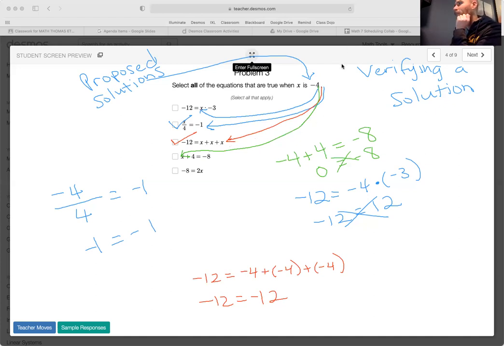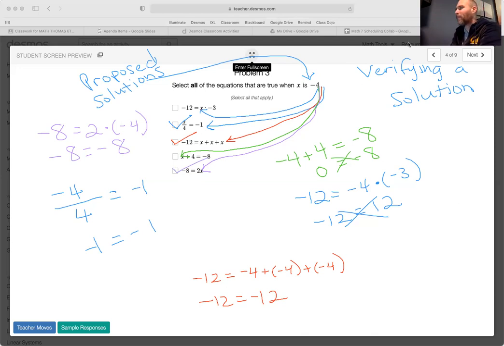Okay, and then the last one, let's use purple. I'm going to take -4 and I'm going to substitute it for the x right here in this equation. So the equation becomes -8 equals 2 times -4. Remember, when you have 2 right next to the x in an equation like that, that means 2 times whatever x equals. So when I put -4 in there, it becomes 2 times -4. Well, 2 times -4 is -8. And so I get a really true equation. -8 equals -8. So that means -4 is a solution to this equation because it makes it true, and I should select it.